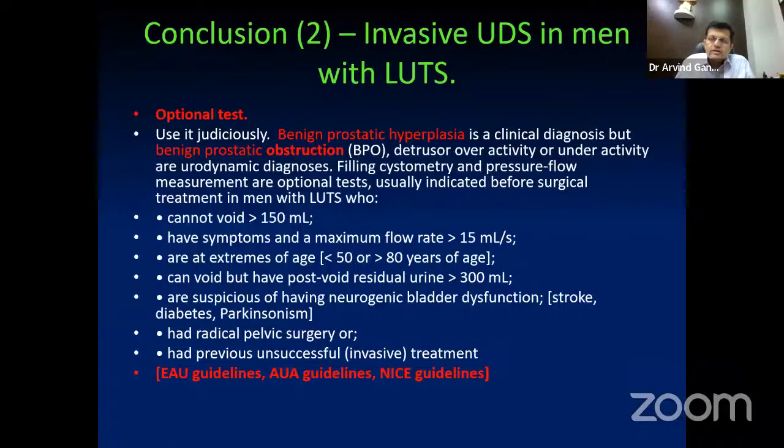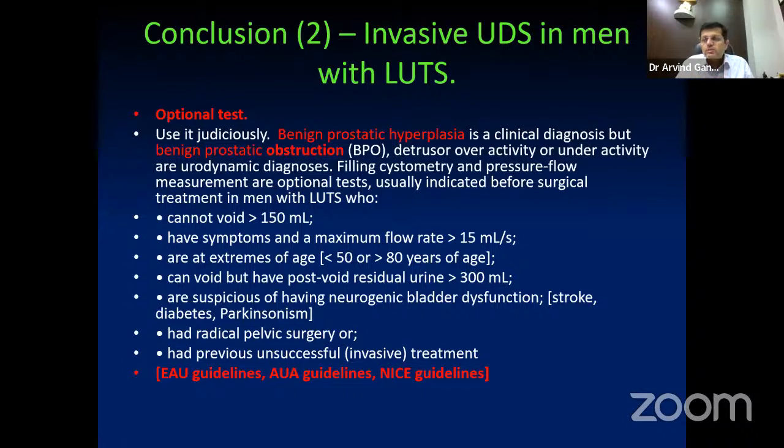So just to reiterate, the indications for urodynamics in LUTS before surgery are: those patients who cannot void more than 150 ml, and those patients who have symptoms and a maximum flow rate of more than 15 ml per second. Any patient with LUTS at extremes of age, a very young patient or a very old patient, is an indication for urodynamics. A patient who keeps a lot of post-void residue, more than 300 ml on repeated examination, is an indication for urodynamics. Any patient having LUTS with neurogenic bladder dysfunction, say stroke, diabetes, or Parkinson's, is an indication for urodynamics.